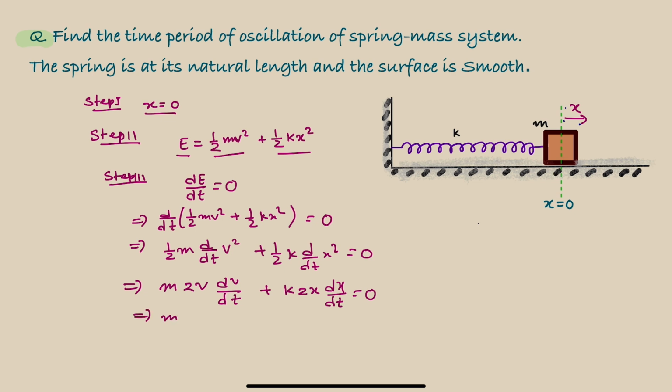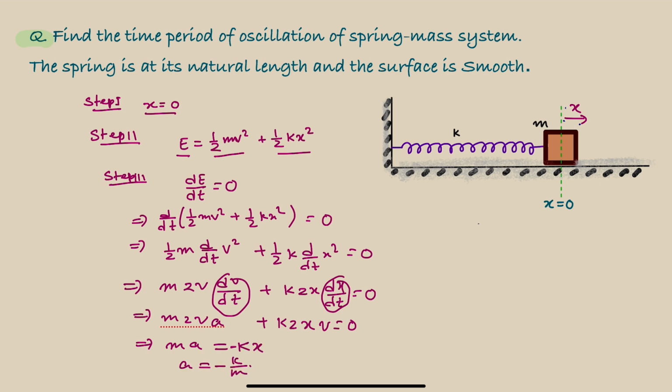Okay, now this dv/dt is nothing but the acceleration. This dx/dt is nothing but the velocity. A bit of simplification. So we are getting ma equal to minus of k multiplied by x. So a will be equal to minus of k by m times x.